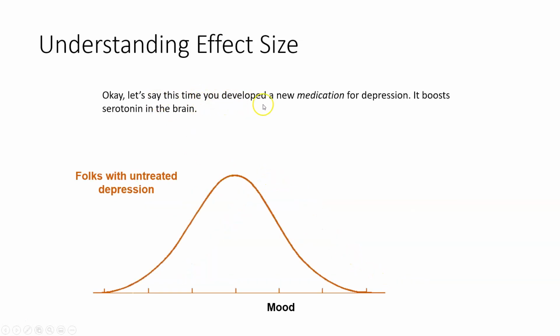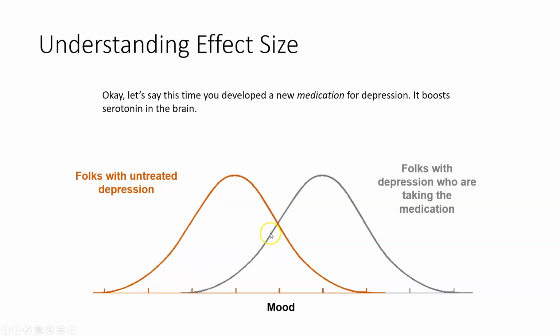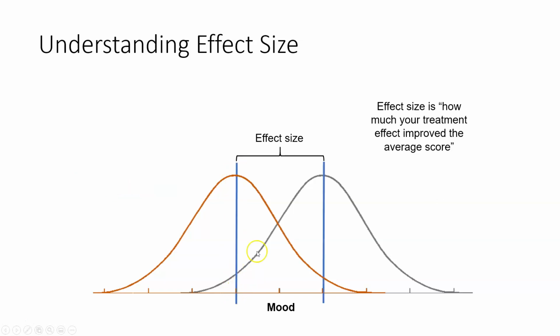Okay, let's say this time you developed a new medication for depression, and it boosts serotonin in the brain. This time we might expect that mood might actually be improved. So this is folks with untreated depression. This is folks with depression who are taking the medication. Notice that their average mood is much higher than the folks who don't have treatment of depression. This difference between the mean of the untreated folks and the mean of the treated folks is called effect size. It's how much your treatment effect improved the average score.